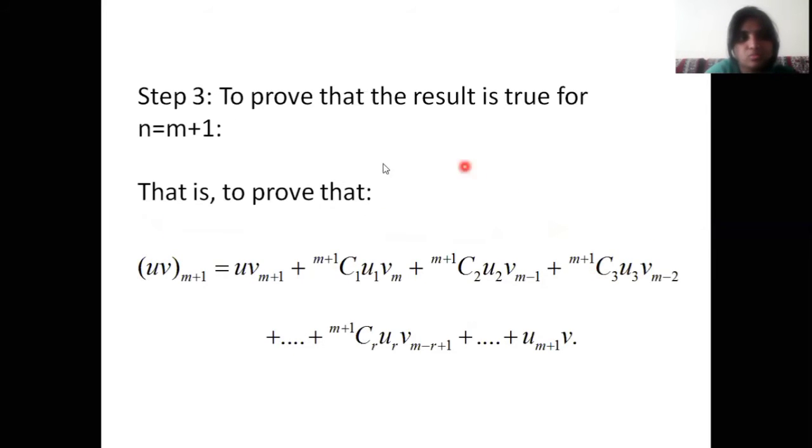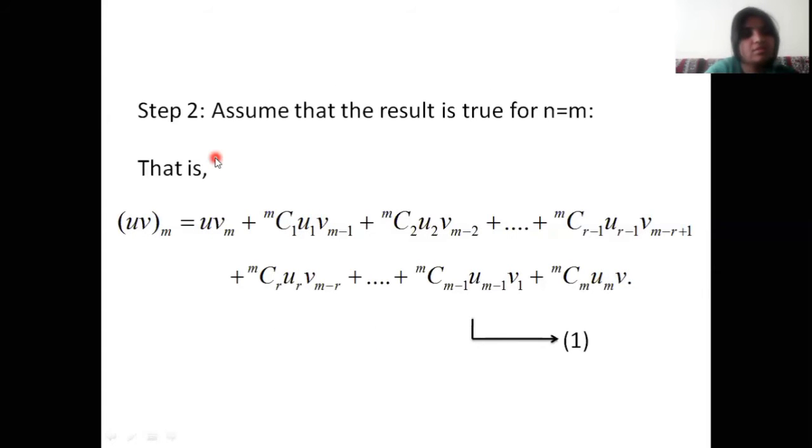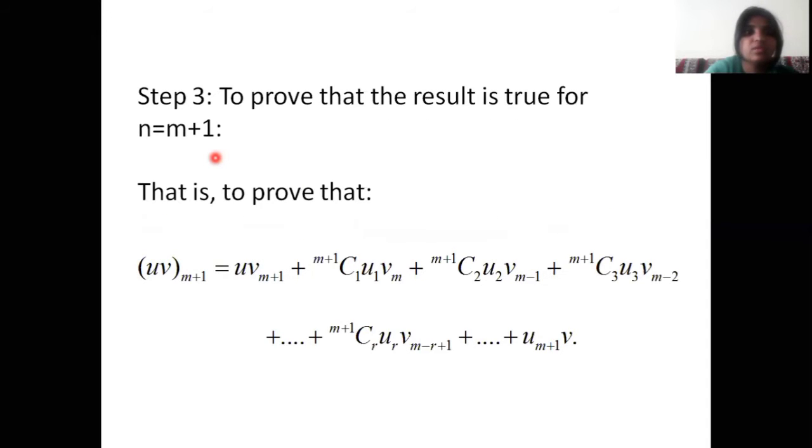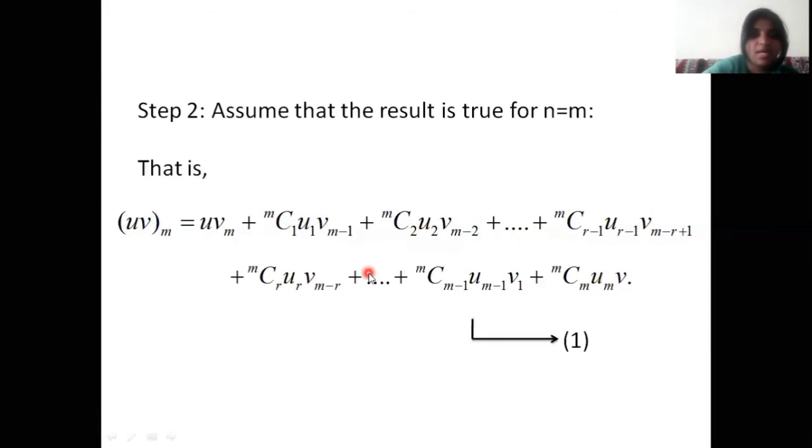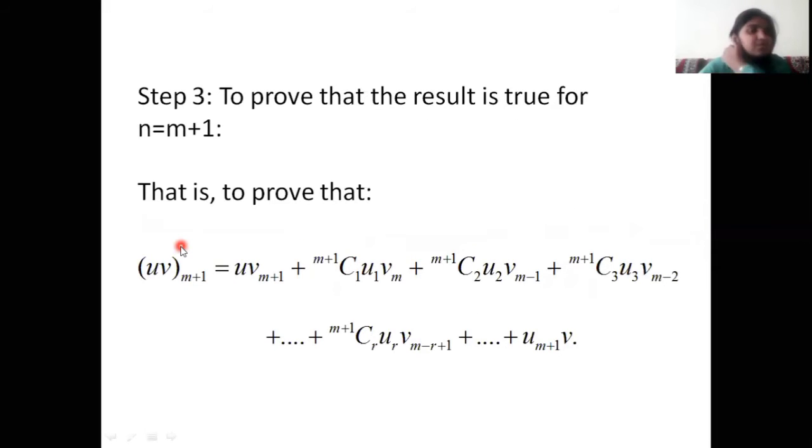And here let's move to step 3. What is that step 3? We should prove that the result is true for n equal to m plus 1. In the previous step, we assumed that the result is true for n equal to m. In this step, we have to prove that the result is true for n equal to m plus 1. That is, we should prove that u v m plus 1 is equal to so much. See, what I've done is I've just replaced m by m plus 1 here.